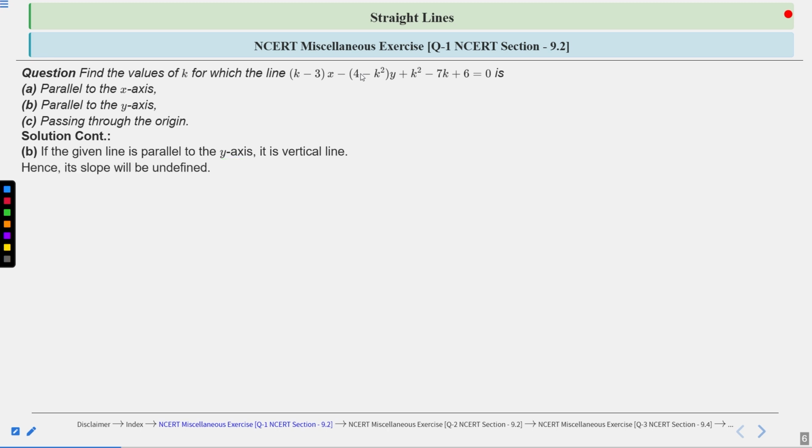And what is the slope of the y axis? Its slope will be undefined. Why? Because this line is vertical, and we know that if a line is vertical, then its inclination is 90 degrees. In that case the slope is tan 90 degrees, and tan 90 degrees is not defined. So its slope will be undefined.